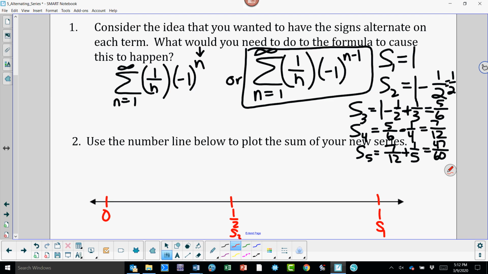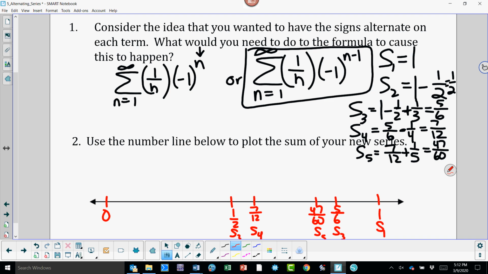And then S3 is 5/6. So that's down this way. That's 5/6, and that's my third sum. And then the next sum is 7/12. Well, 7/12 is closer to a half. So here's 7/12. That's going to be my fourth partial sum. And then I'm going to have 47/60, which is going to be this direction. And that's my fifth one.